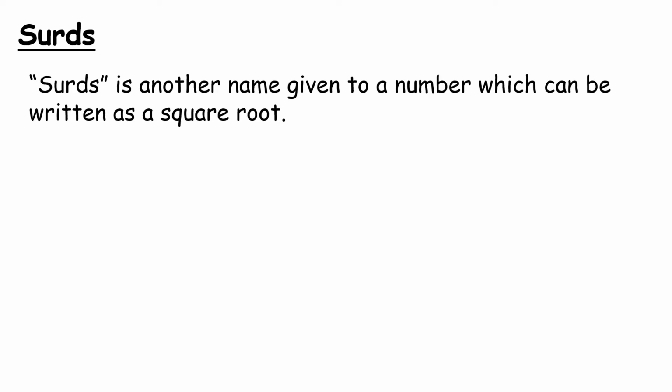So surd is just another name for a number which can be written as square roots. Basically what I'm talking about is root 2, root 3 and root 5. Root 4 wouldn't technically be a surd because root 4 simplifies to 2. So any number which is written with a square root, we often call that square root the surd. So we call these surd numbers.